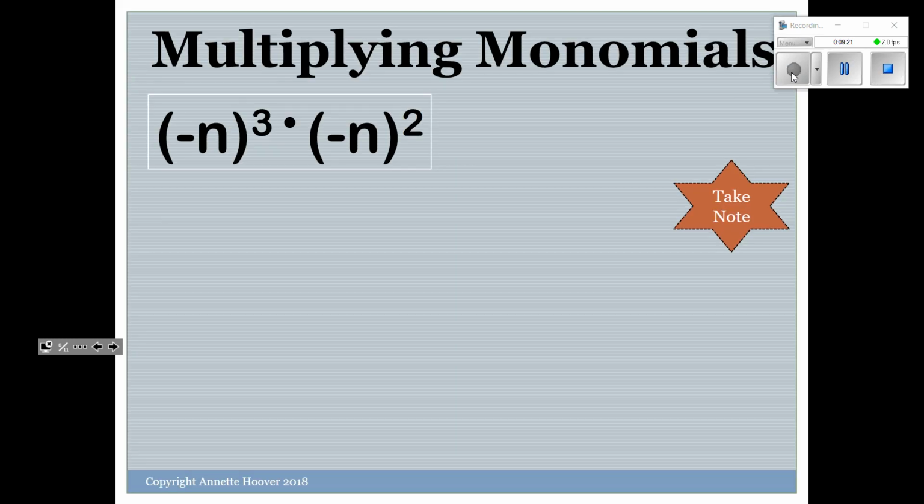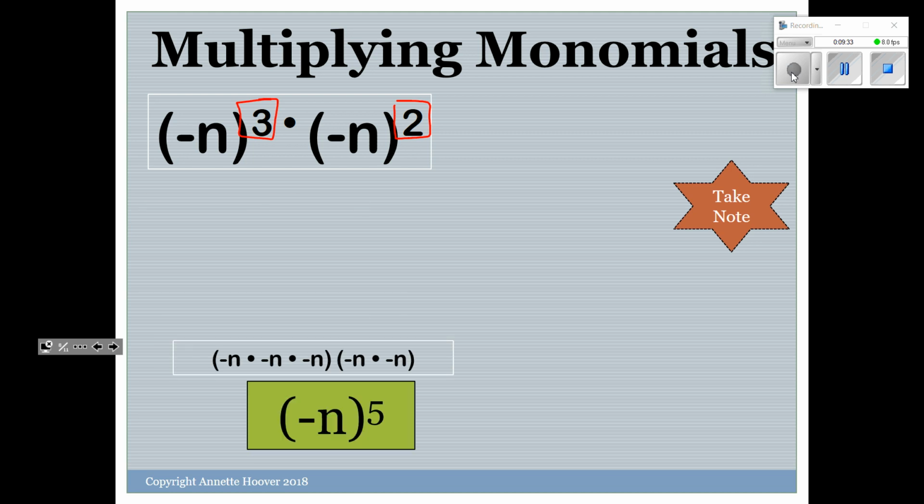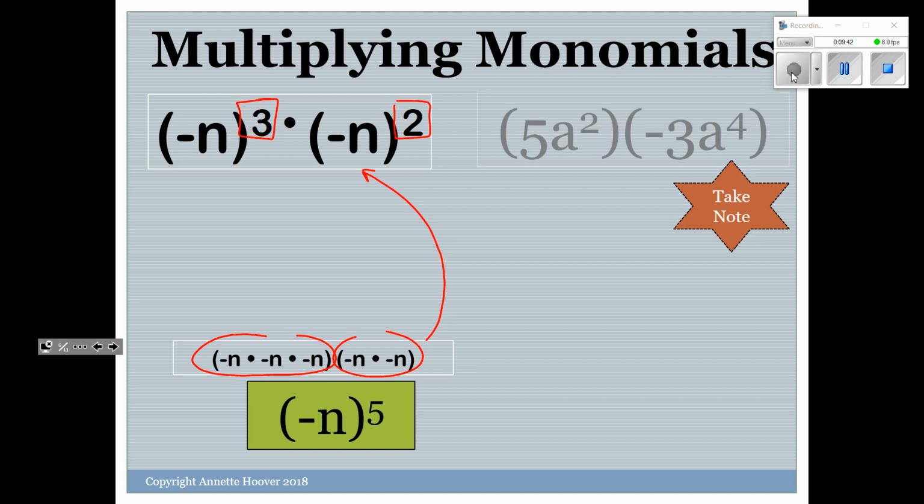Here we have negative n as the base. You multiply it by itself 3 times, and then you multiply it by itself 2 more times, and if you add 3 plus 2, you get negative n to the 5th power. Remember, for note purposes, please write this step down because it shows you what this actually means. If all you do is write an answer down, you may look back at it and not know what to do. So again, we're going to use the commutative property.